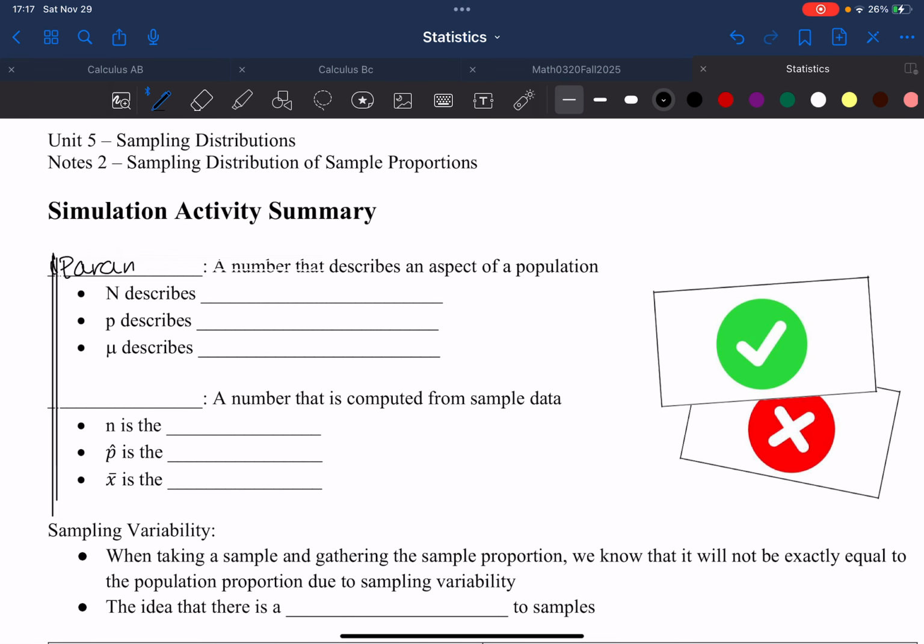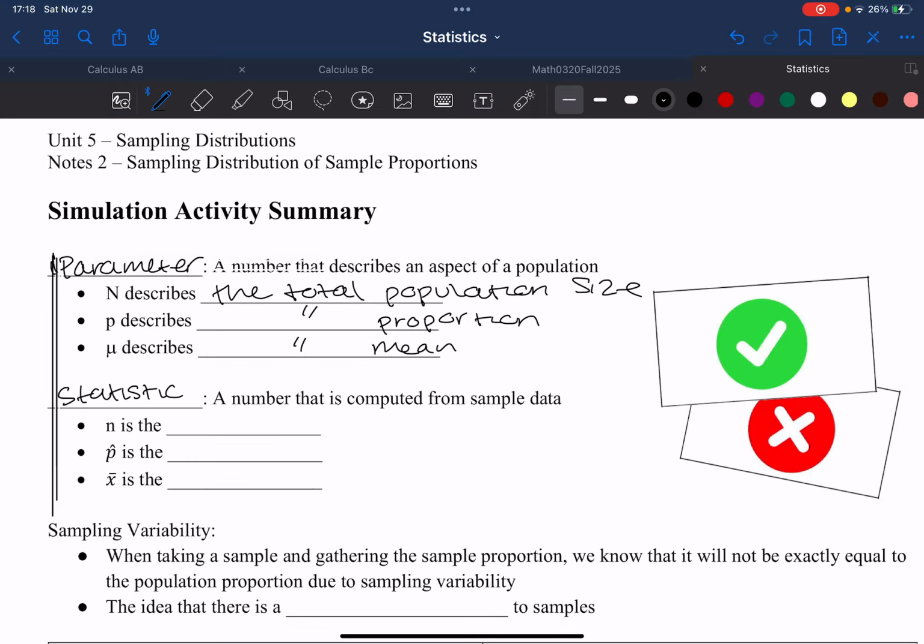A parameter is a number that describes an aspect of a population. N describes the total population size. P describes the total population proportion. Mu describes the total population mean.